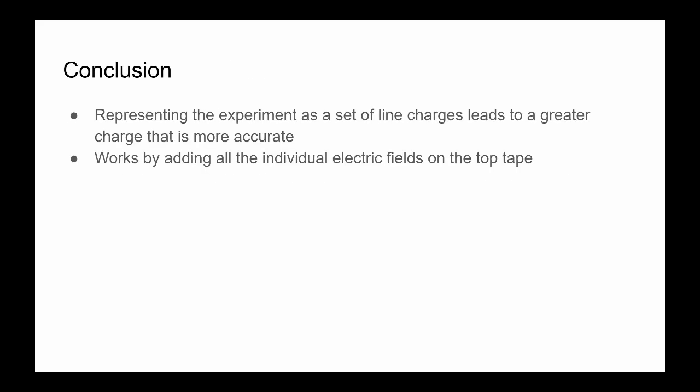In conclusion, representing the experiment as a set of line charges leads to a greater charge that is more accurate, and it works by adding all the individual electric fields on the top tape, which are those little spheres.